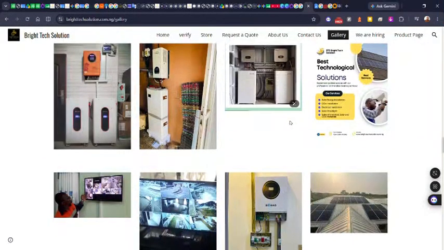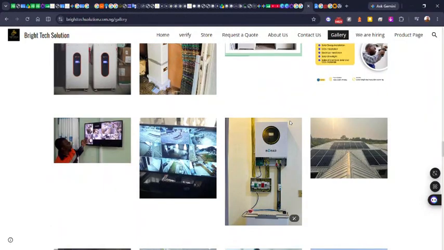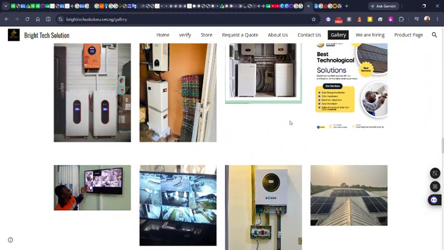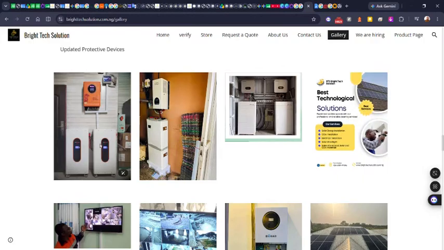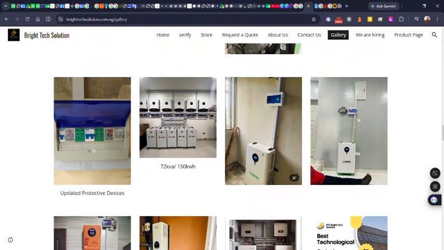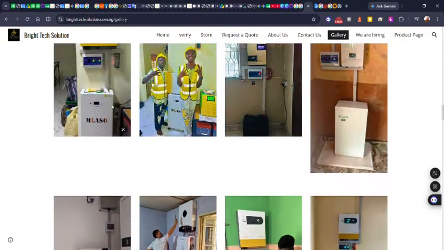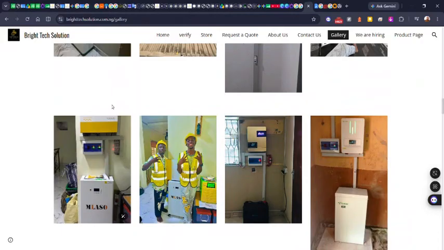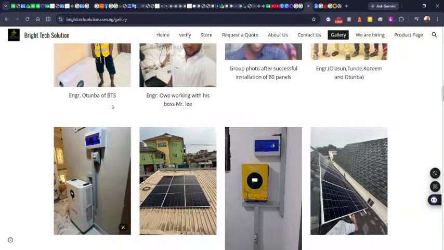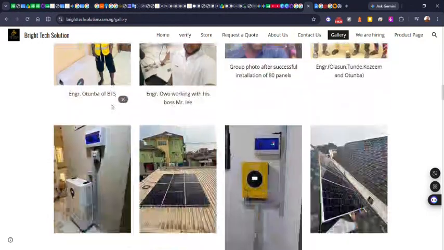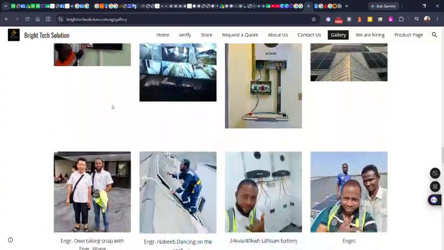Lithium batteries, you all know lithium batteries. In all of our installations, all of our works, we have been dealing with lithium batteries. These are lithium batteries. It is lithium batteries that we have been working with, because lithium battery is the best type of battery for inverter installation.